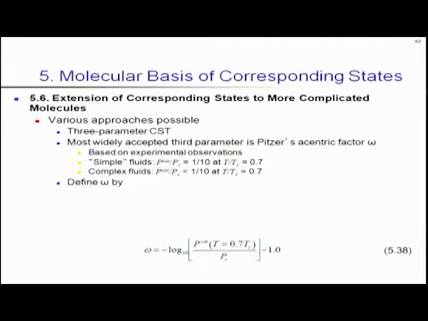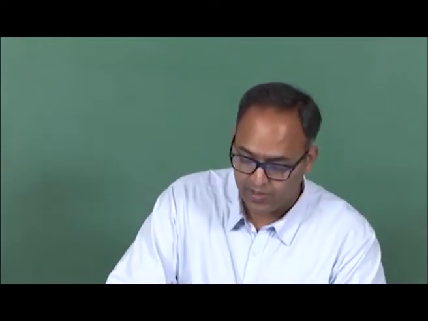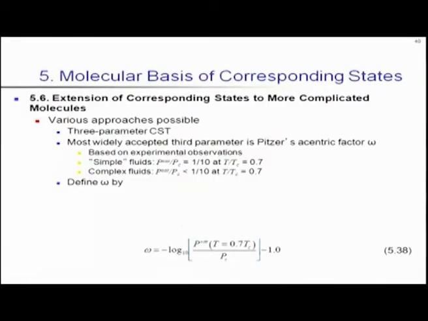So, let me try to extend this corresponding state to more complicated molecules. Various approaches are possible. Usually a 3-parameter CST is considered. The most widely accepted third parameter is the eccentric factor, which takes care of the shape. Based on experimental observation, a simple fluid is considered when reduced Psat, Psat by Pc, is equal to 1 by 10 at T by Tc of 0.7, and we consider a fluid to be complex when reduced Psat is less than 0.1 at reduced temperature of 0.7.